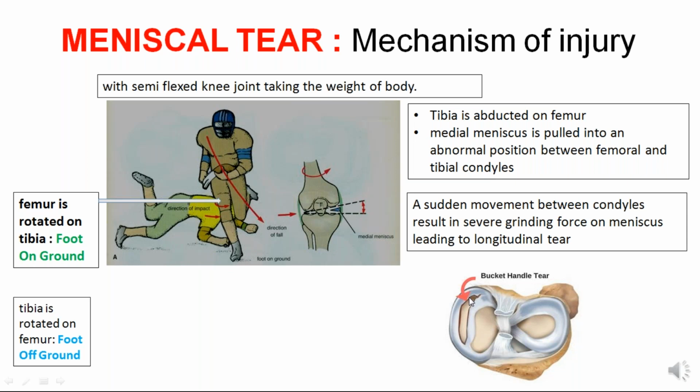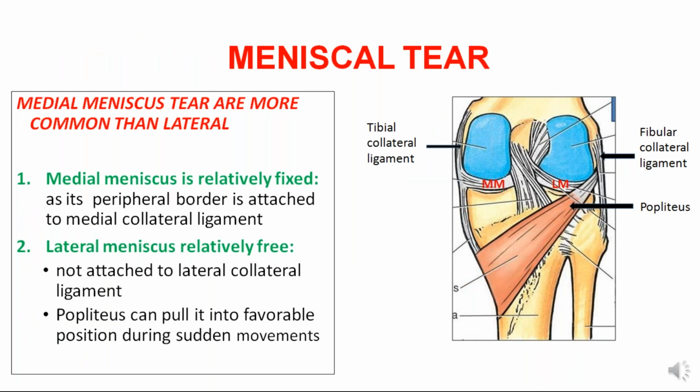So after finishing the mechanism of injury of the meniscal tear, let's find out which meniscus is more prone to tears. The medial meniscus is more prone to tears. Now, why is it so? The medial meniscus, in our previous lecture, we said that it was related to an important structure. What was that structure? Yes, that structure was the tibial collateral ligament. The deep part of the tibial collateral ligament is attached to the margins of the medial meniscus. Because of this attachment, the medial meniscus is relatively fixed on the tibia.